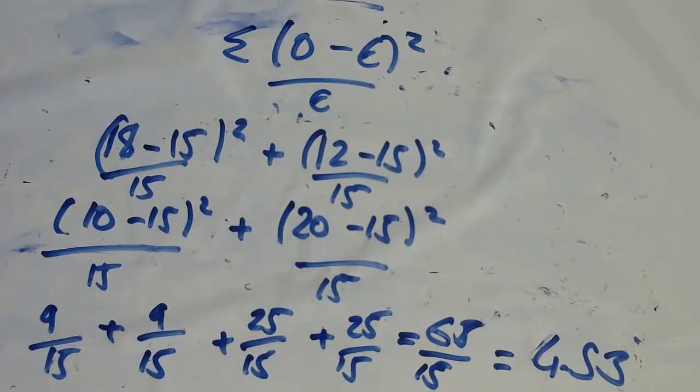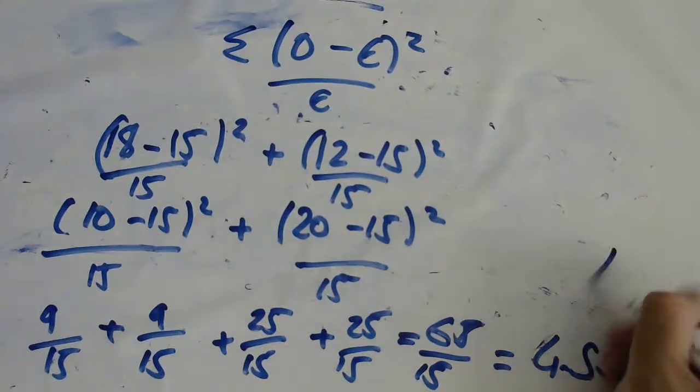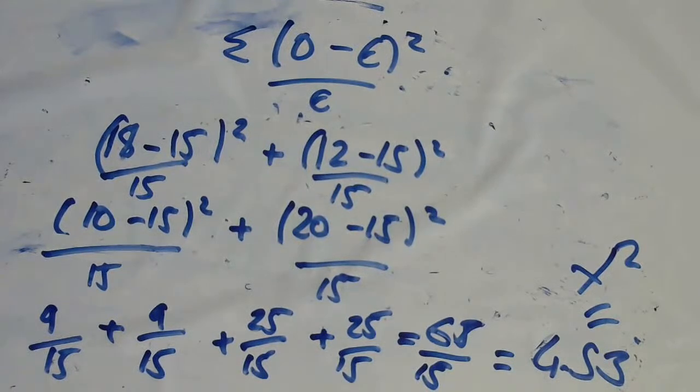So we know what our chi-squared value is. It's that, yeah? Great. How can we use that? Okay. Well, next thing you need to do is go to your table.